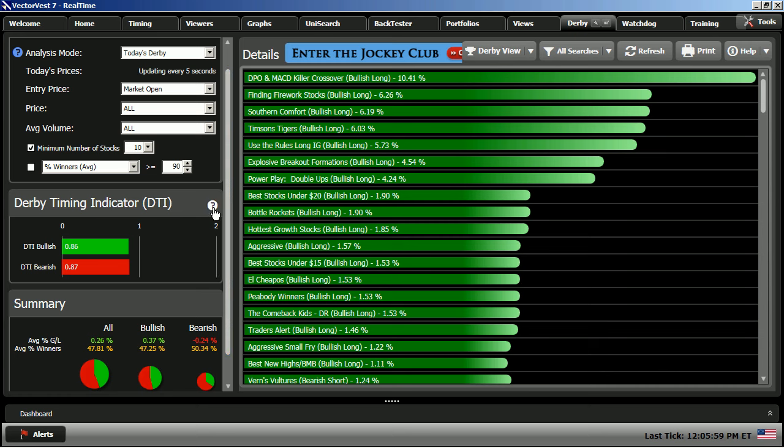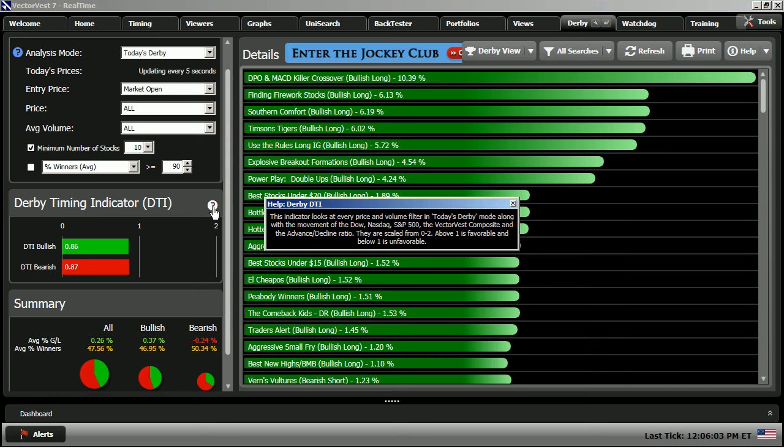So I think the best way for me to describe this indicator first is right here. You'll notice a little question mark right next to the Derby Timing Indicator. If I click on it, it gives you a nice description of what the indicator is and how it's calculated. It says, and I'll start with the first sentence, this indicator looks at every price and volume filter in today's Derby mode. So let me start there first. I'm going to close this section down.